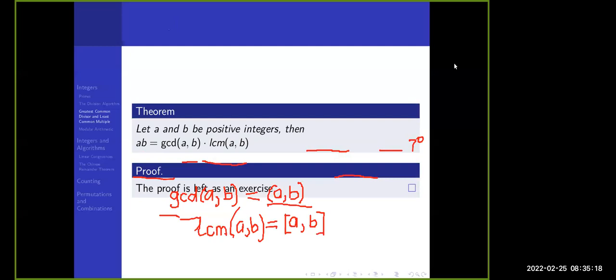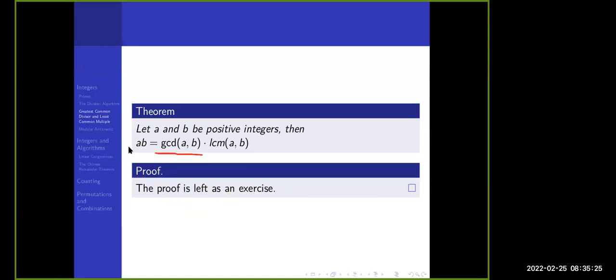So here is a theorem, which I will leave as an exercise to you. It says that the product of any two positive integers is equal to the product of the greatest common divisor and the least common multiple of the two integers. So anytime you have the greatest common divisor of a pair of numbers and you multiply it by the least common multiple of the pair, you should get this product. You can prove this in your own time. This is left as an exercise to you.